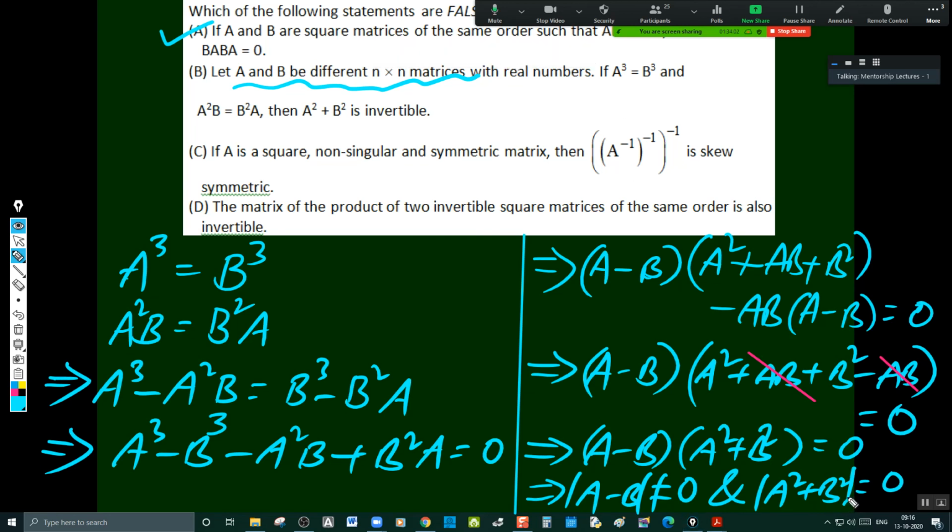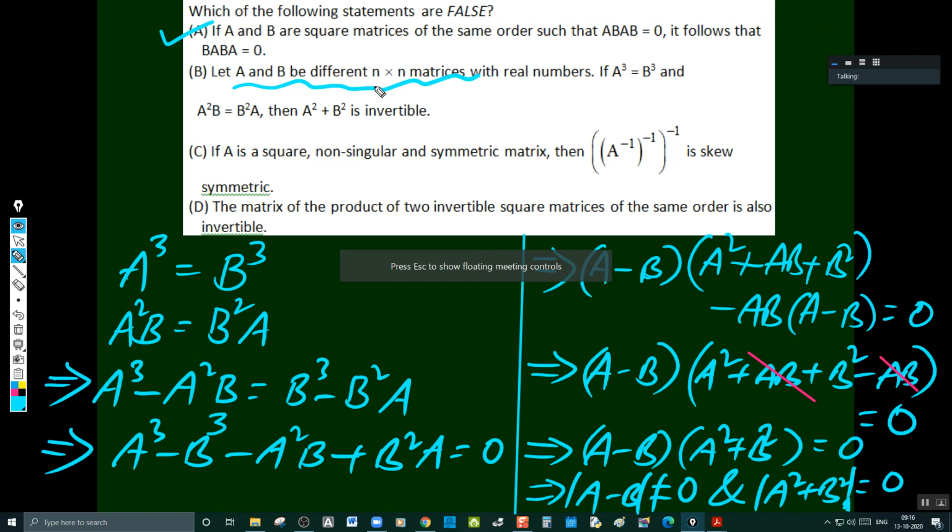Means it's a singular matrix, and it is a wrong statement. We have to recognize only false statements there. That's the reason why you can understand A square plus B square is not invertible. But it has been given as invertible, and hence it is a false statement.